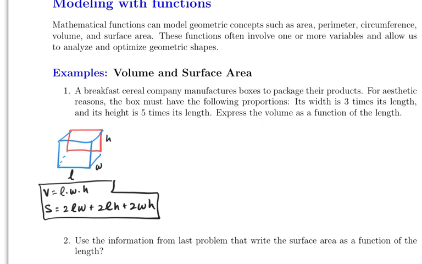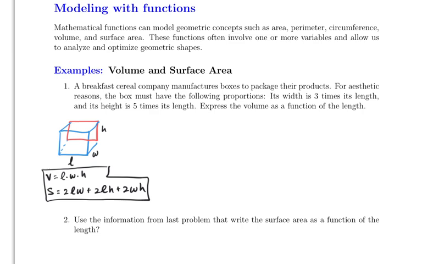So let's do this problem first. It says a breakfast cereal box has to have the following dimensions. The width has to be 3 times the length. This is the given information right here. Given is that the width is equal to 3 times the length, and also that the height is equal to 5 times the length. So the question is asking you to express the volume as a function of the length.